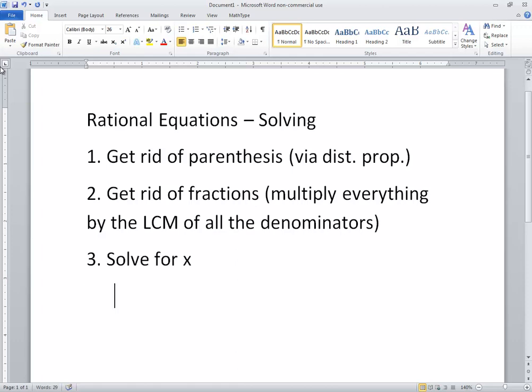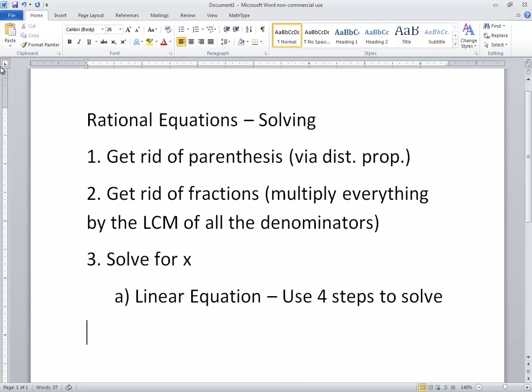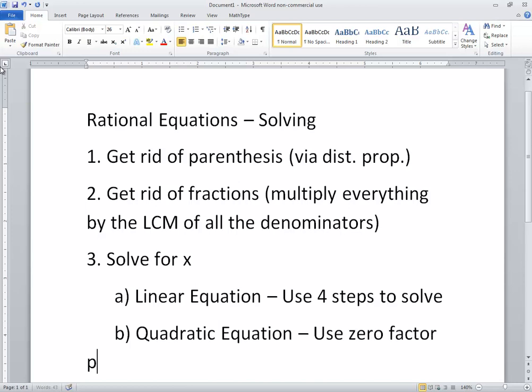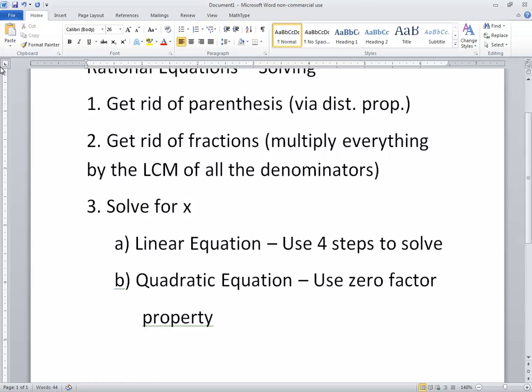That's pretty vague, but at this point you'll either have a linear equation, and then you'll use your 4 steps to solve, or you'll have a quadratic equation, and you'll use the zero factor property. In theory, you could also use the quadratic formula, but I don't think I've ever seen a problem so hard that made you use the quadratic formula along with the rational equations. And then step 4 is to check your answers.